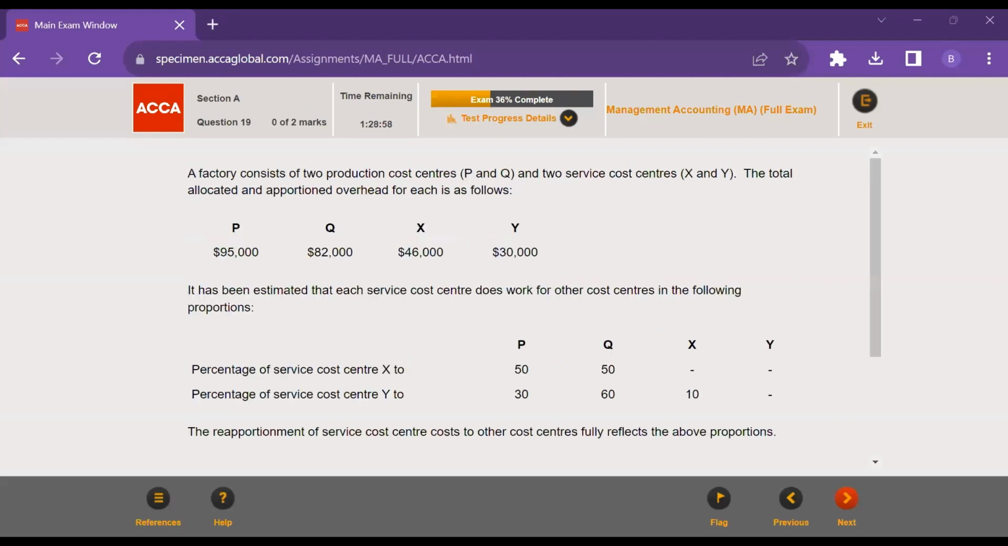Moving on to the next one. A factory consists of two production cost centers, P and Q, and two service cost centers, X and Y. The total allocated and apportioned overhead for each of these is given to us.